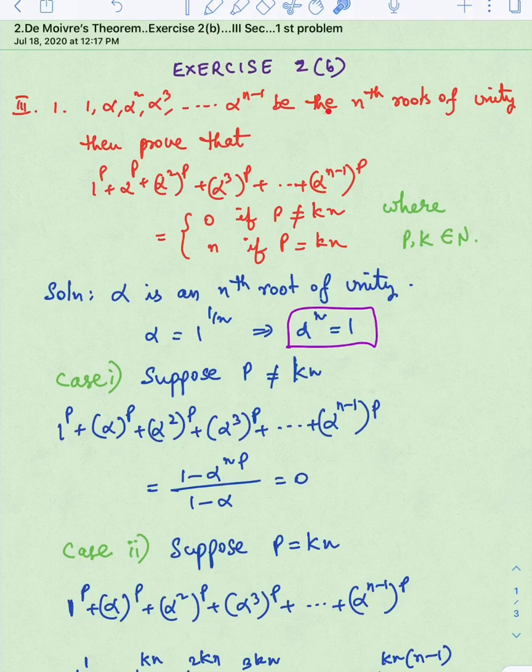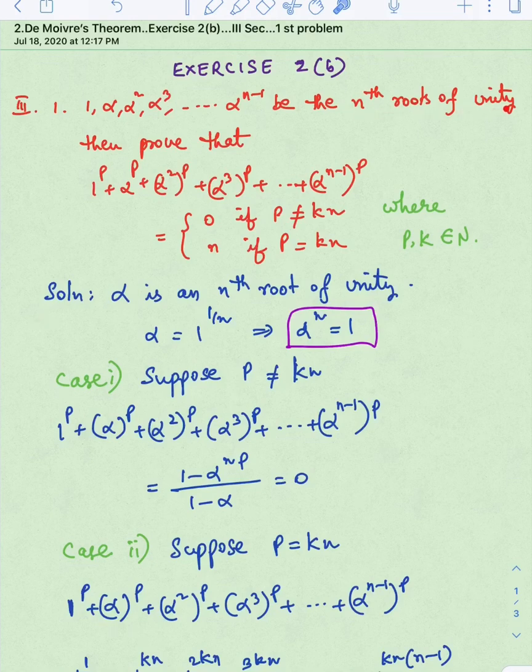Problem 1. If 1, alpha, alpha square, alpha cube, and so on till alpha power n minus 1 are the nth roots of unity, then prove that the sum of the pth powers is equal to 0 in one case and equal to n in the other case. There are two cases, where p and k belong to N, that is, they are natural numbers.